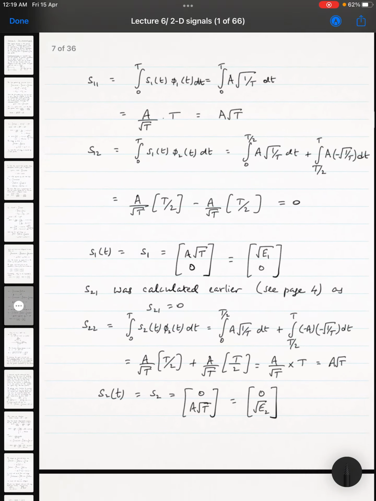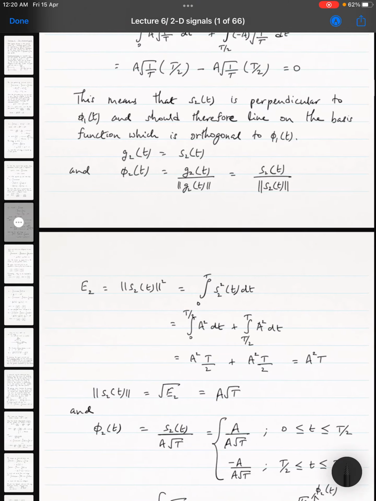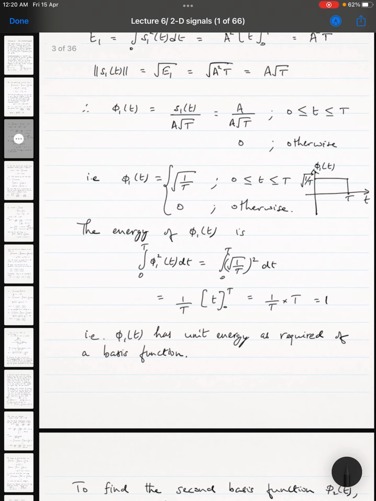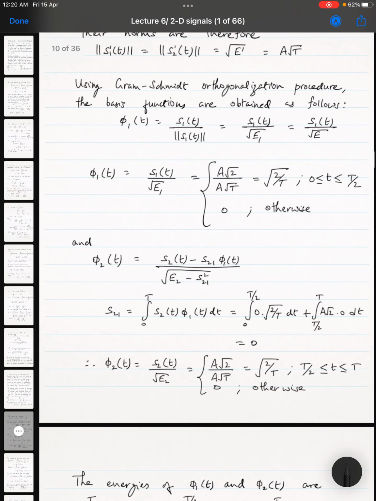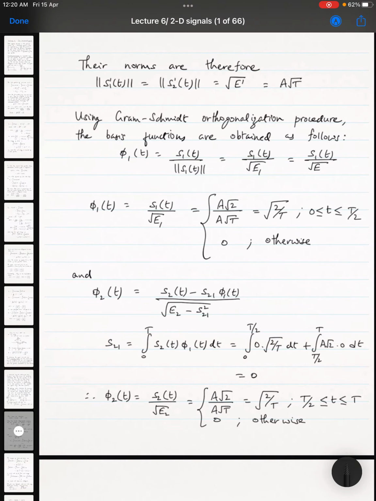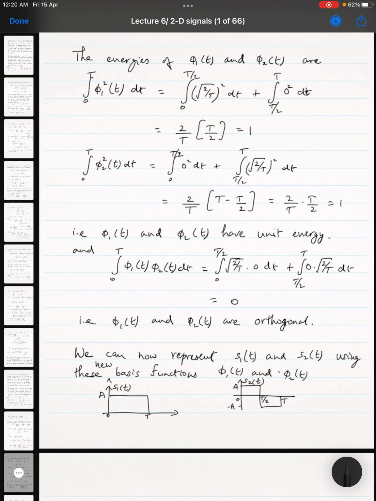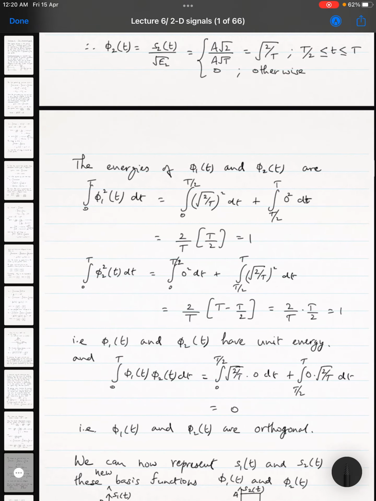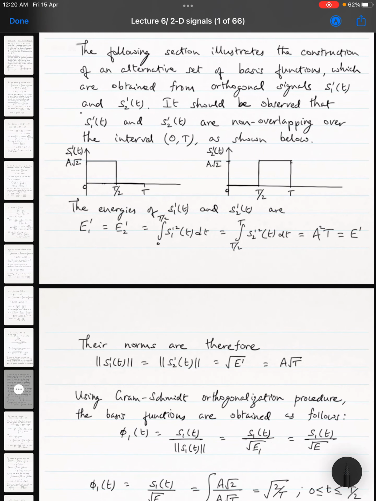So if you recall, the earlier basis functions were, where is that phi1? So this was phi2 of t, and the corresponding phi1 of t is over here, right? And if you see the new ones that we have constructed now using the non-overlapping signals, these have a completely different amplitude and completely different intervals. So we have them as a different set of basis functions. What we will now do is represent our original signals S1 of t and S2 of t using these newly computed basis functions phi1 and phi2, which are obtained using the non-overlapping signals S1 dash and S2 dash.